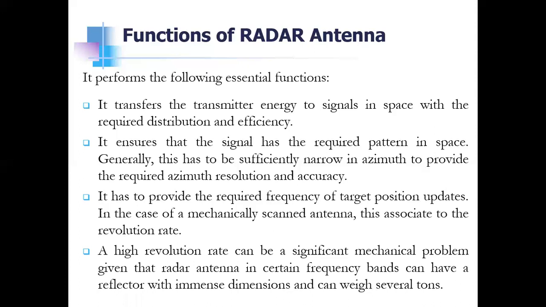So usually we can't accommodate a very high revolution rate because that will cause a mechanical problem, right? It is going to be very complicated if the revolution rate is high at the receiving section or the radar antenna point, right? So this high revolution rate can be a significant mechanical problem, given that the radar antenna in certain frequency bands can have a reflector with immense dimensions and can weigh several tons. So these are the constraints, because some antennas are very huge, right? And can weigh several tons. In such cases, it is very difficult to mechanically rotate the antenna at a very high revolution rate. So that is what is meant by this.